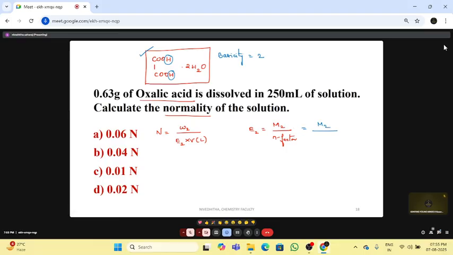So please calculate the molecular weight of this complete compound and substitute in place of M2, and the N factor here is 2, and weight of oxalic acid is given as 0.63, and volume of the solution is 250 ml. Convert that into liter and simplify and let me know the value of normality. The only catch is we have to know the formula of oxalic acid, and it has 2 molecules of water. Okay, and you have to know the basicity. I've given all the data. Please substitute the values and let me know the value of N.